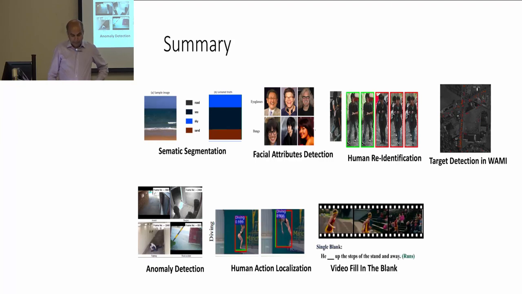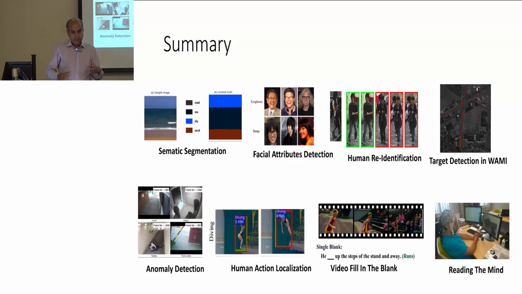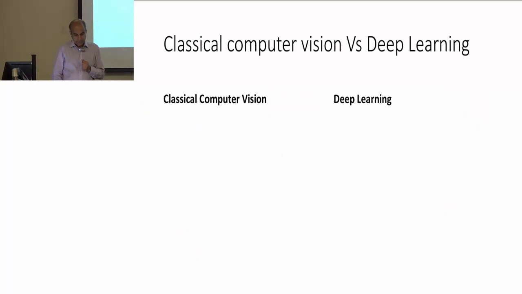Then I talked about given a video and an accompanying sentence where one word is missing, we want to fill in the blank. So it combines language and vision together. And the last one was how we can read the mind, which means we are getting these EEG signals, a one-dimensional signal, and then relating this to the visual information.